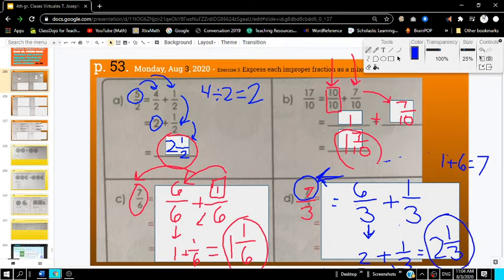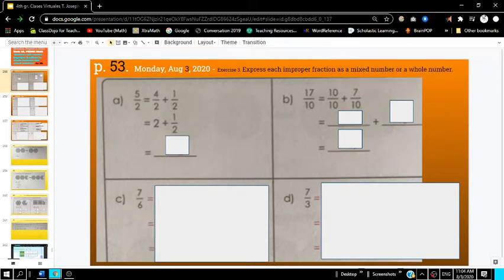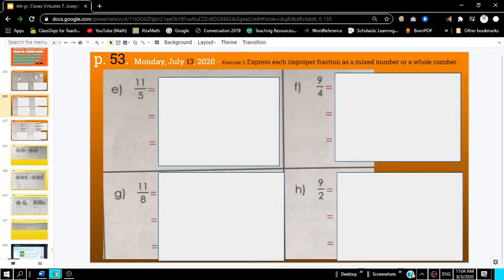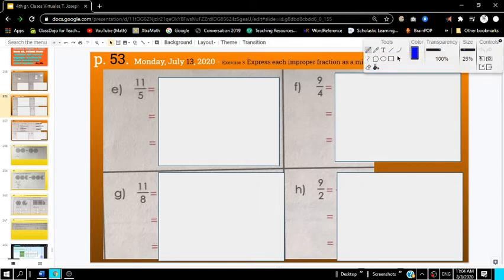Boys and girls, check your answers on page 53 to see if they're correct. All right, let's go on to the next problem. We're going to continue to stay on page 53. Let's do letter E. Letter E says 11/5.